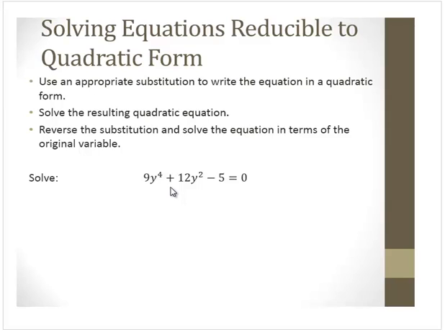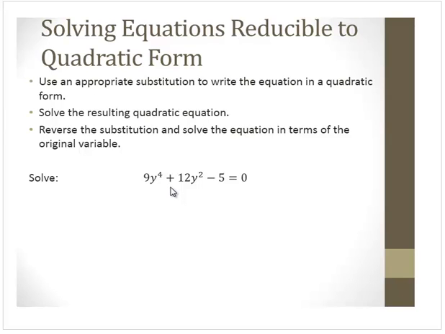So now let's see how to solve equations that are reducible to a quadratic form. In these equations, we're going to use an appropriate substitution to write the equation in a quadratic form. We'll solve the resulting quadratic equation, and then we have to reverse the substitution and solve the equation in terms of the original variable. Let's see an example.